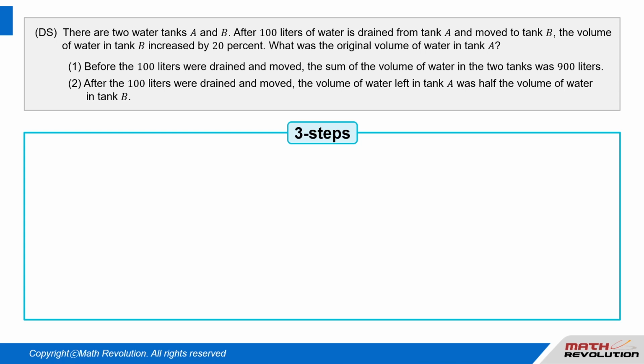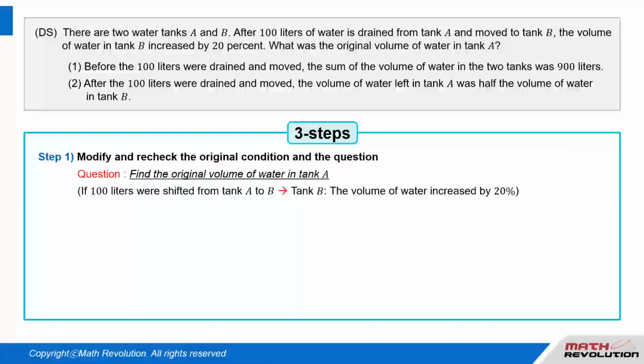Solution. Now we will solve this DS question using the variable approach. Let's apply the 3 steps suggested previously. Follow the first step of the variable approach by modifying and rechecking the original condition and the question. We have to find the original volume of water in tank A if the volume of water in tank B increased by 20% when 100 liters were shifted from tank A to tank B.